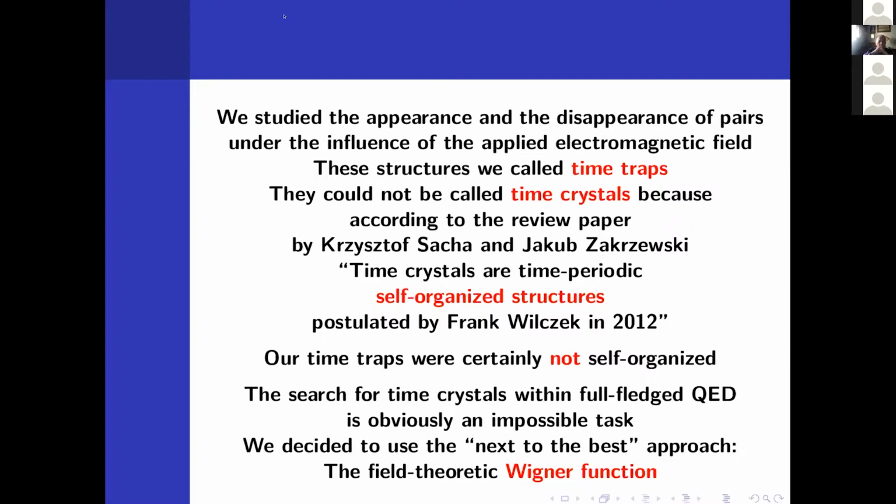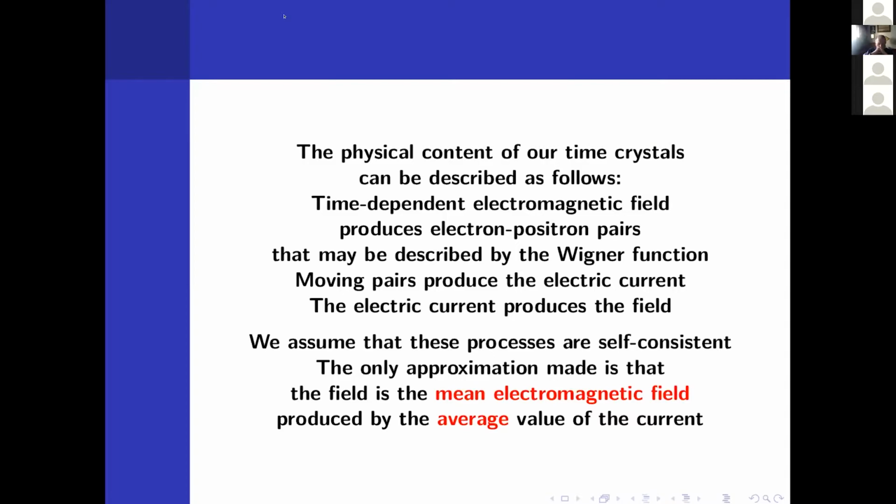So please, the next slide. And the physical content of our time crystals can be described as follows. Time-dependent electromagnetic field produces electron-positron pairs. They may be described by the Wigner function. Moving pairs produce the electric current. The electric current produces the field, and this is then self-consistent. The only approximation that will be made is that the field is not quantized. It's the mean field approximation. It's the mean electromagnetic field, and it produces the average value of the current.